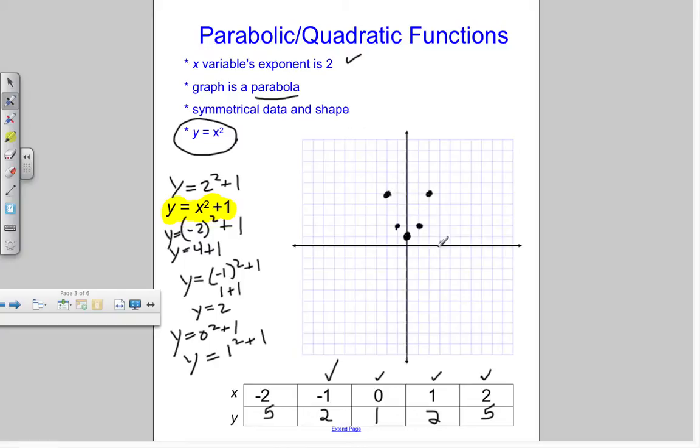Now, can you see how the picture is symmetrical? I've got like a center point, and then these are exactly equidistant from that center line. So the graph is what's called a parabola. It's a gentle curve.